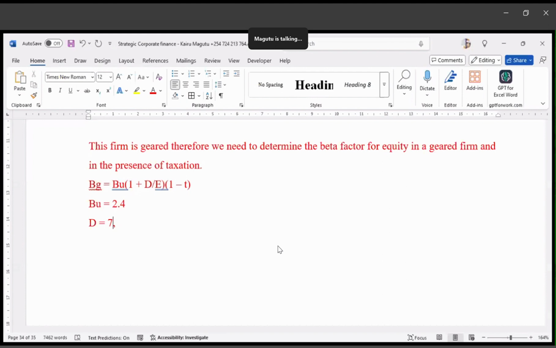Debt is equal to 7,200. Then we need to determine the equity. That is E. How much is the equity? Someone to give me the amount of the equity.